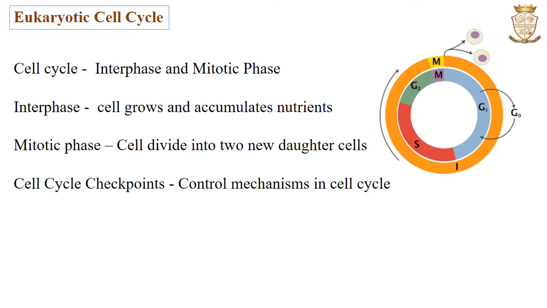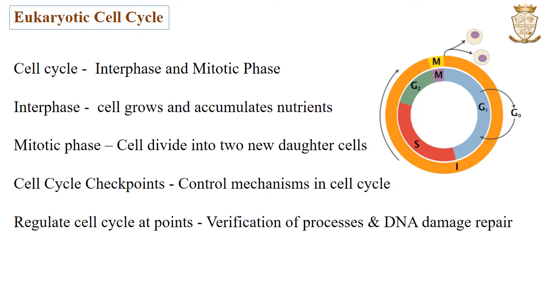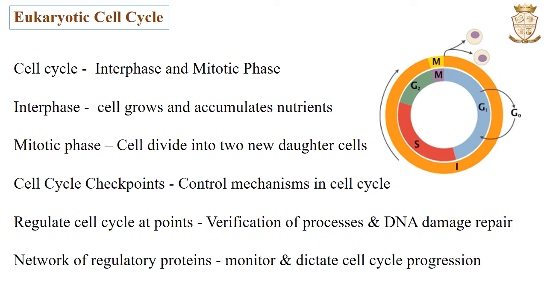To ensure the proper replication of cellular components, there are control mechanisms known as cell cycle checkpoints in the cell cycle. These cell cycle checkpoints prevent cell cycle progression at specific points, allowing verification of necessary phase processes and repair of DNA damage if any. The cell cannot proceed to the next phase until the checkpoint requirements are met. The cell cycle checkpoints typically consist of a network of regulatory proteins that monitor and dictate the progression of the cell through the cell cycle.